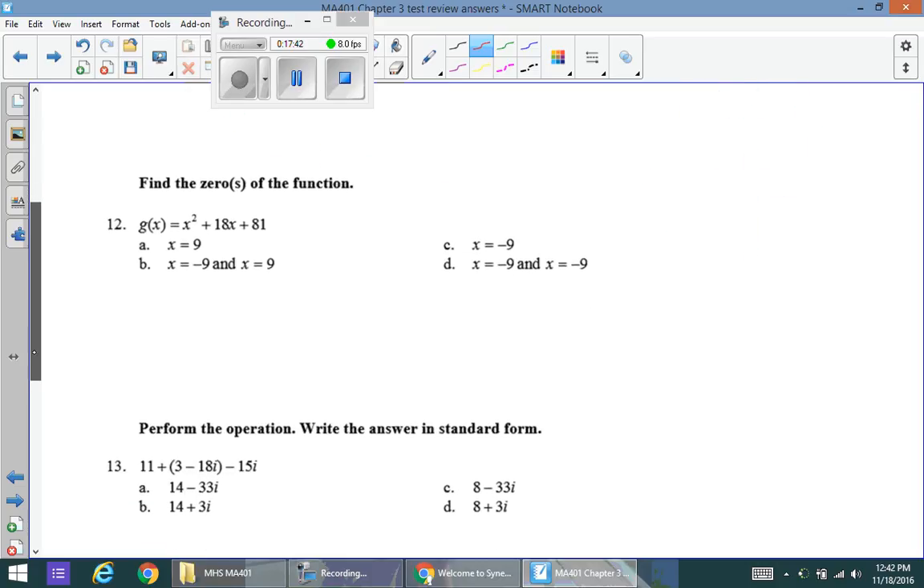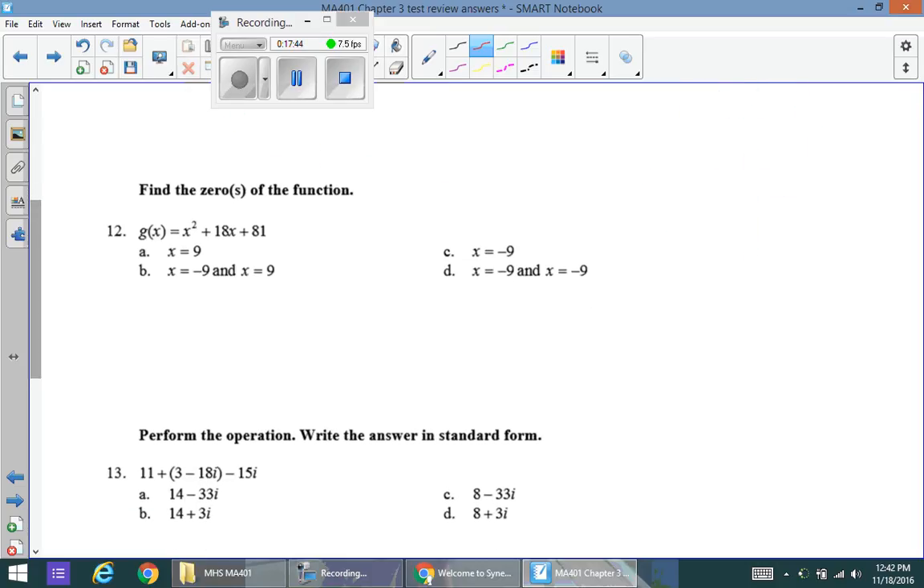Okie dokie. Here we go again. Find the zeros. By all means, if in doubt, graph it out. Plug it in your calculator. You're going to see what it looks like. But you might be smarter than the math problem and know that this is true. And so since this is true, we just get x equals 9. Just like that.